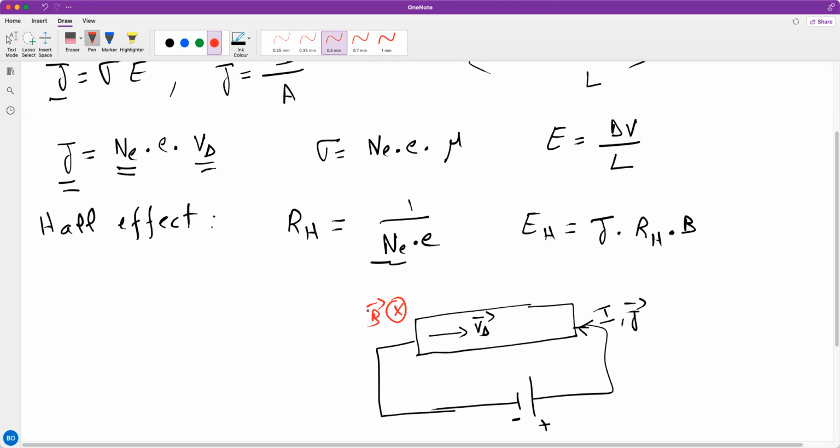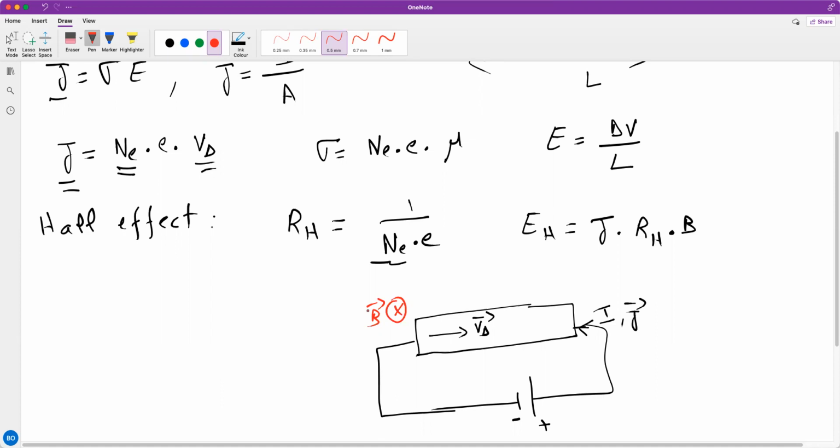Doctor, I have a question. So the V is in the opposite direction of I, right? Yes, because the V is the drift velocity of electrons. Is it always? Yes, this is the drift velocity of electrons, the charge carrier. And the electric current is always in the opposite direction of the electrons.